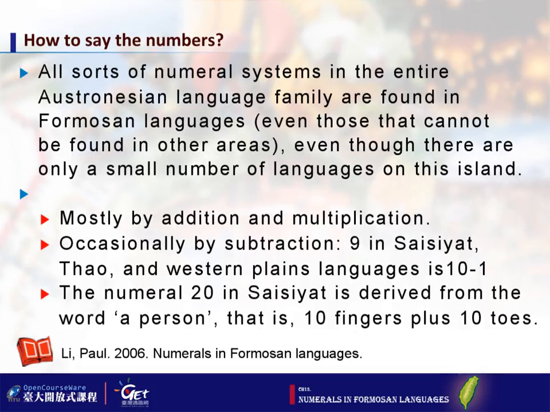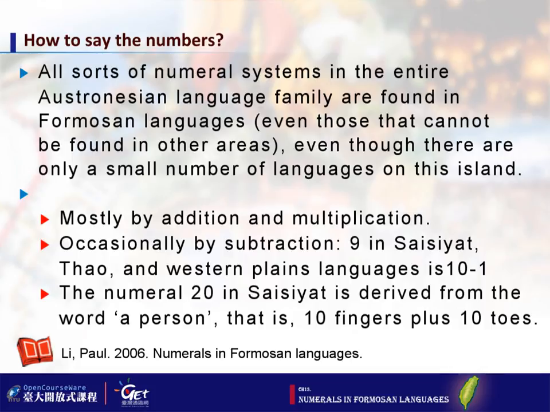Or 43. And this, as you can see, like 6 plus 1 or 5 plus 2, they are mainly done by addition. Or multiplication, like 2 times 3, 2 times 4. And occasionally by subtraction. So in one particular language, number 9 is done as 10 minus 1. And again, we see Sanxia belongs to this group. And Dao, the Sun Moon Lake tribe. And also the Western Plain languages.